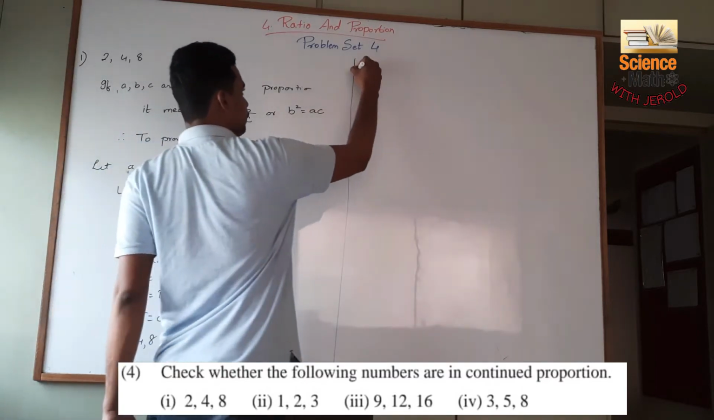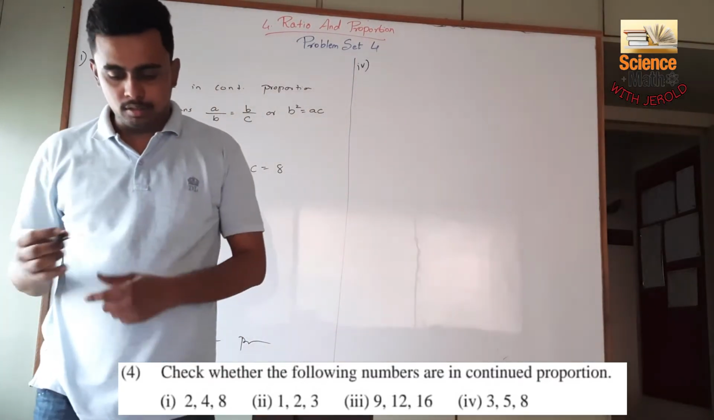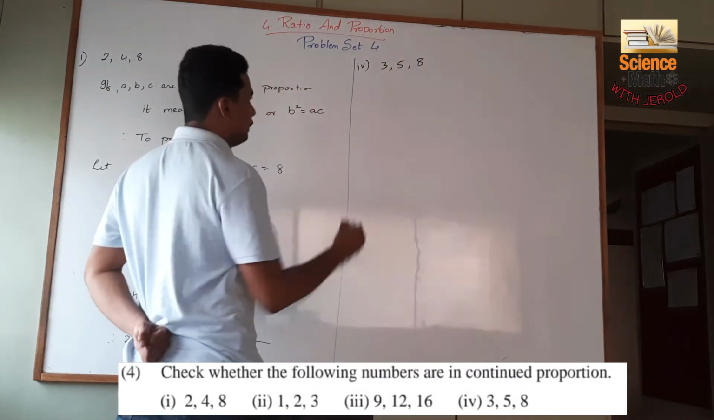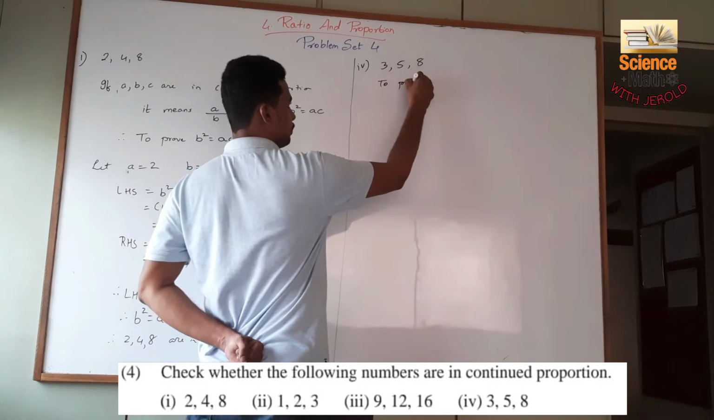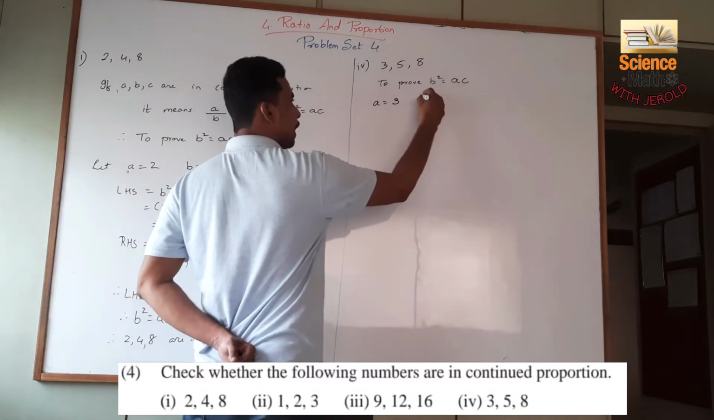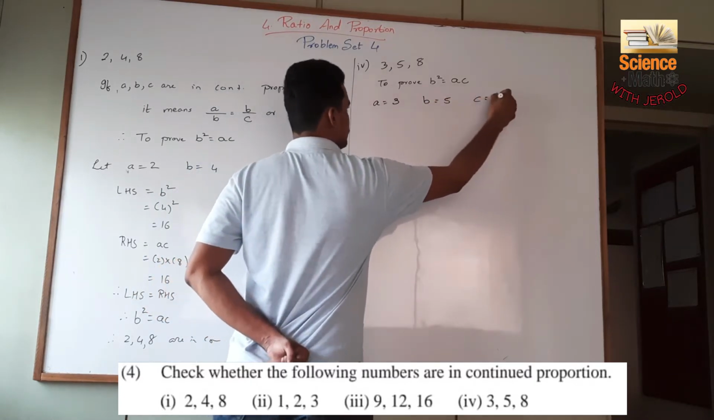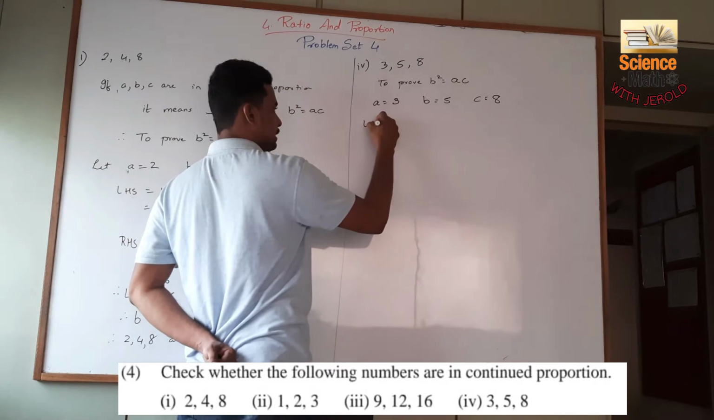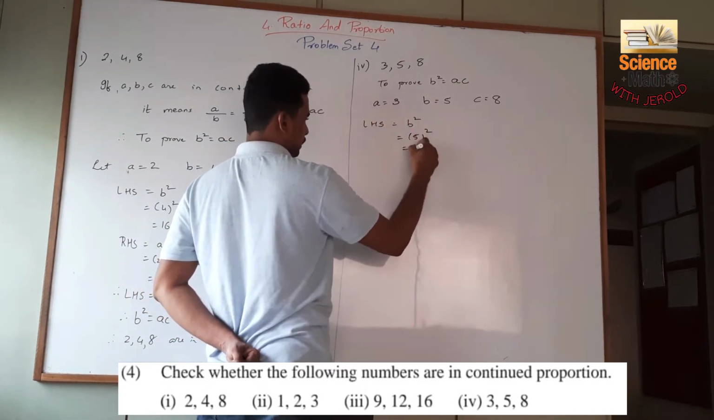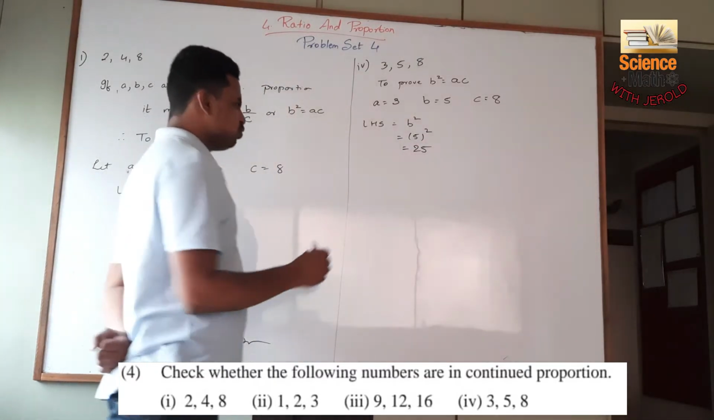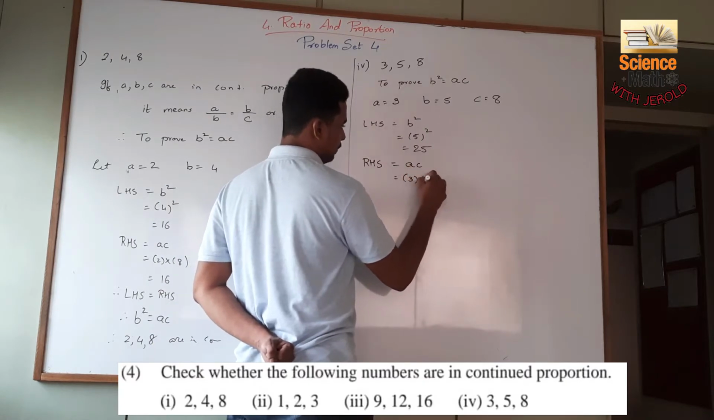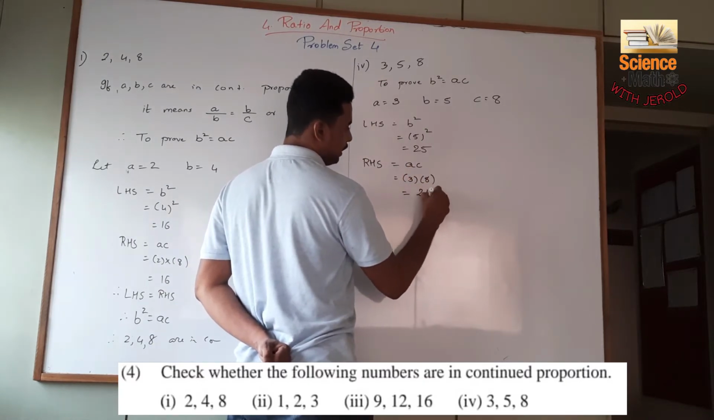Now we will check sub question 4. What we have in this sub question? 3, 5 and 8. To prove B square is equal to AC, A is equal to 3, B is equal to 5, and C is equal to 8. Let us check LHS, which is B square, that is 5 square, gives me 25. Checking RHS, which is AC, that is 3 multiplied by 8, will give me 24.